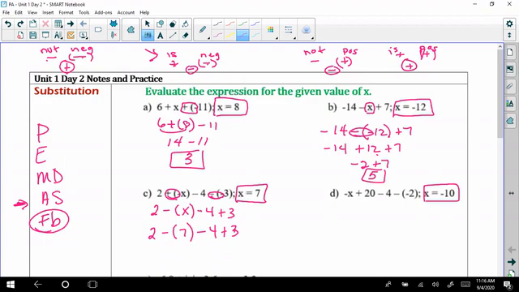So 2 minus 7 gives me negative 5 minus 4 plus 3. Go back to the beginning. Negative 5 and negative 4 means left 5 and left 4 more is left 9 plus 3. So if you're left 9 and you go over 3 to the right, I'm going to be at negative 6.